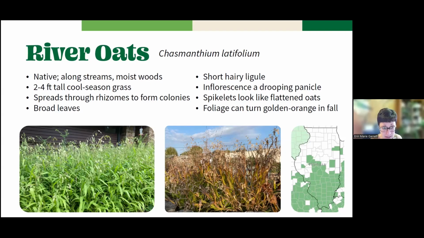It is fantastic. So back to identification, it has these broad leaves. It does have a short, hairy ligule, but it's very difficult to see. And then the inflorescence is going to be kind of a drooping panicle, so you can see those whole clusters of spikelets are going to kind of droop to one side. We'll look at the spikelets up close. They look really like flattened oats. And then the foliage can turn kind of a golden orange color in the fall. You can see that in the one on the bottom right. It didn't really turn super golden that year, but can have some kind of four-season garden interest.